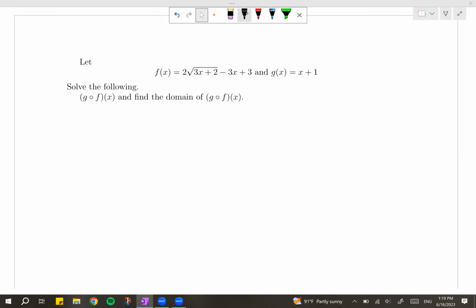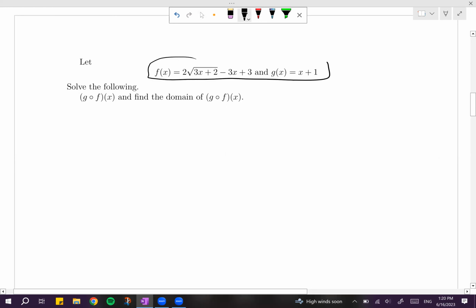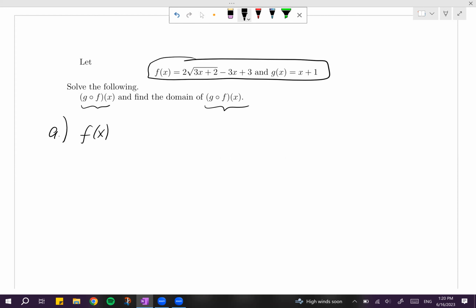Hey, so we've got this problem, and it wants us to use these two functions that they give us to find g of f of x and then find the domain of g of f of x. So part A, we have f of x is equal to 2 times the square root of 3x plus 2 minus 3x plus 3. And we have g of x is equal to x plus 1.